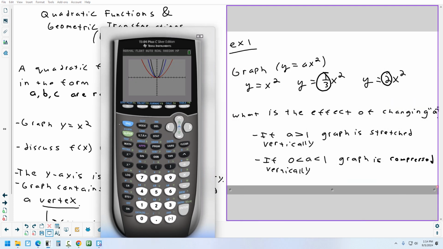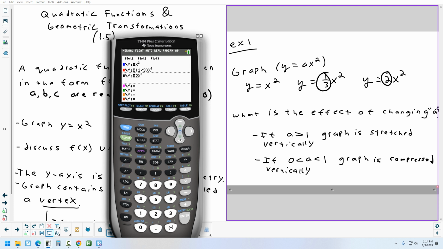Okay, I'm going to do one more graph. Let's do 8x squared. Do you think 8x squared is going to look more stretched than 2x squared or not as stretched? Yeah, it's going to be even more stretched. So that pink one is going to be very skinny in the middle because I've stretched it out even further. And the more you stretch it, the skinnier it starts to get.